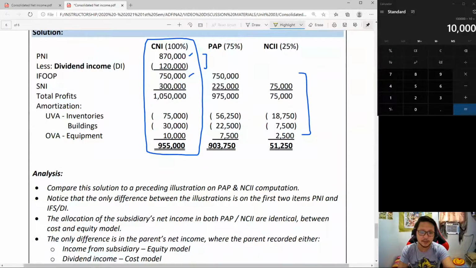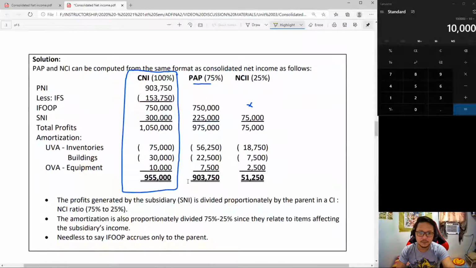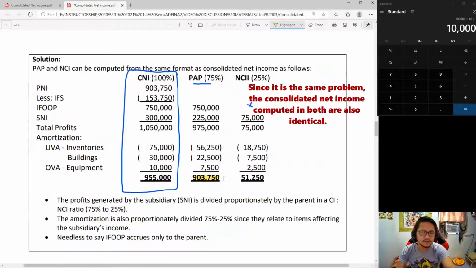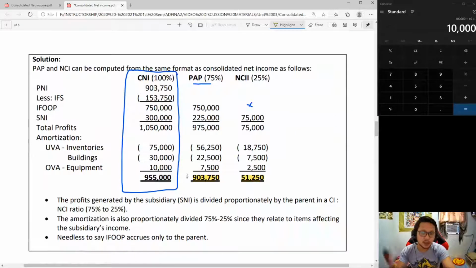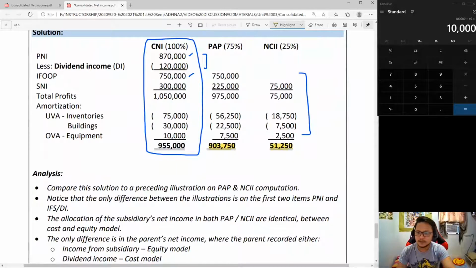Look at this. 903,750, 51,250. Let's look at our previous illustration. 903,750, 51,250. Take note, this is already the illustration on equity model, ha? Going back. The only difference is in the parent's net income, where the parent recorded either income from subsidiary or dividend income. Dito lang magkakaroon ng difference, guys.